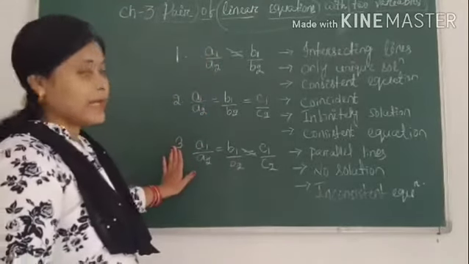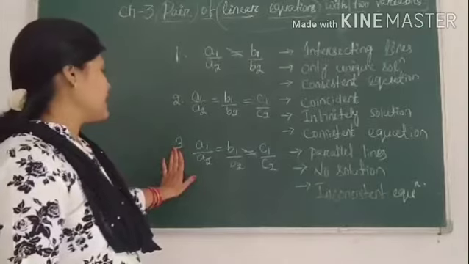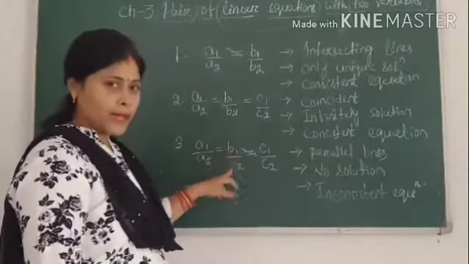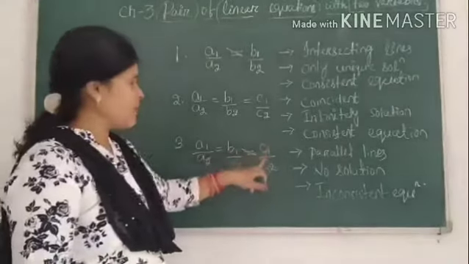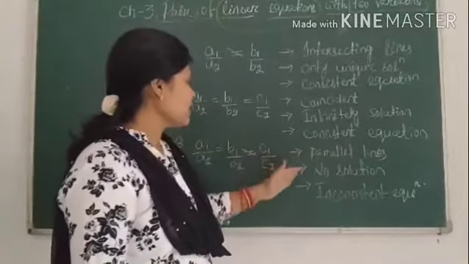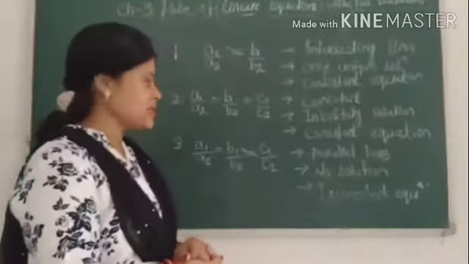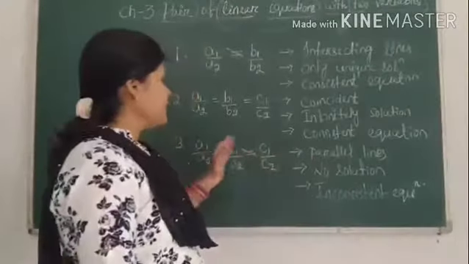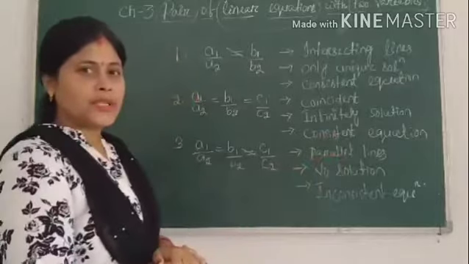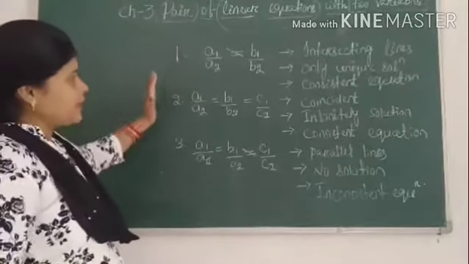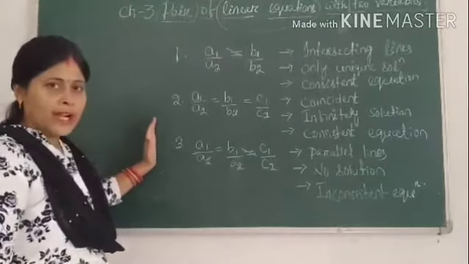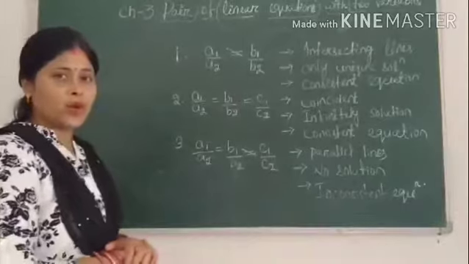Then come to our third condition. The third condition is A1 by A2 equal to B1 by B2, not equal to C1 by C2, and this type of equations are known as inconsistent equations, and we observe these are parallel lines. Parallel lines mean no solution is possible. This is very important and easy also. You have to note it down and practice more and more.